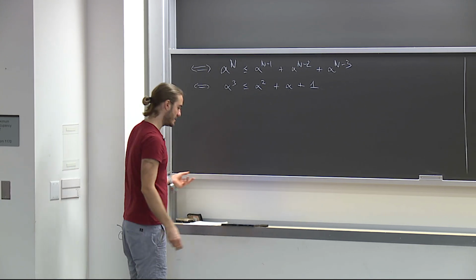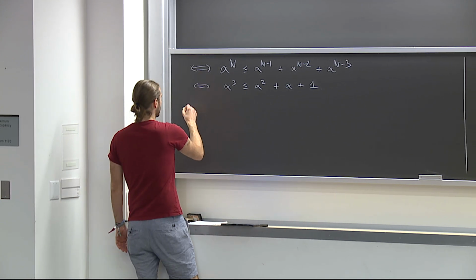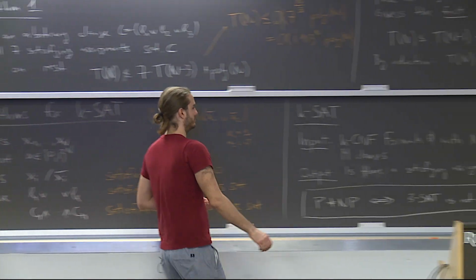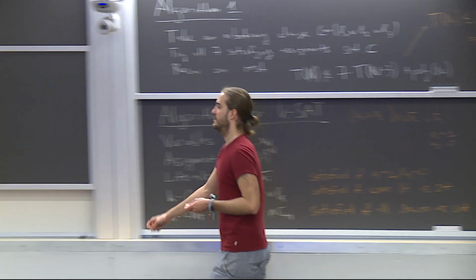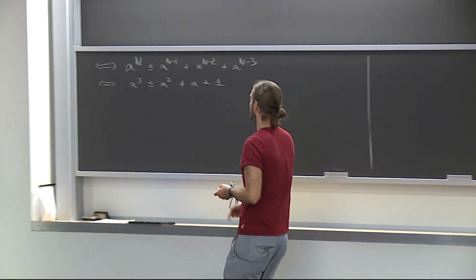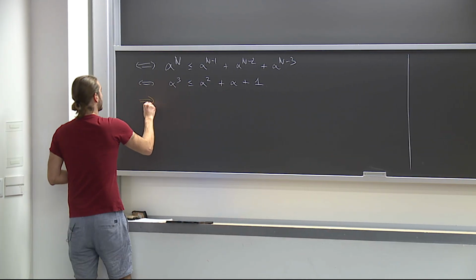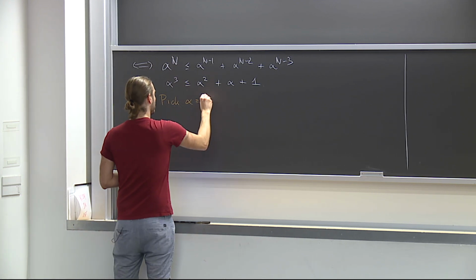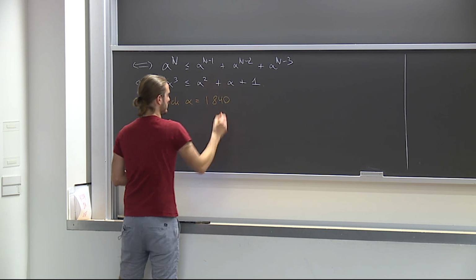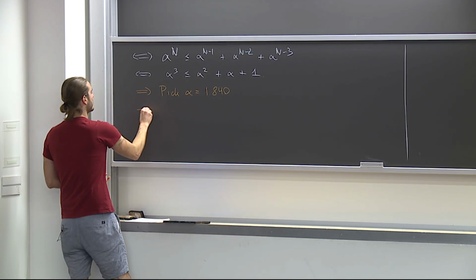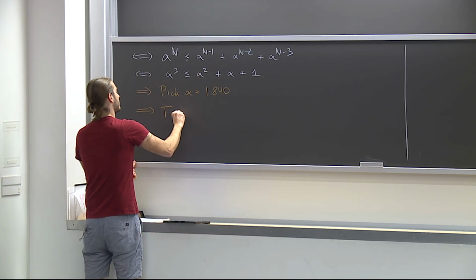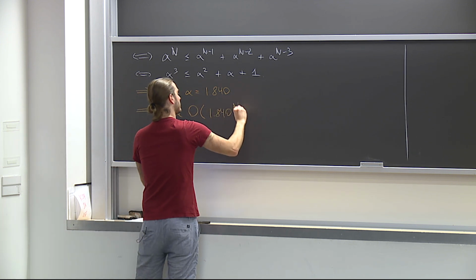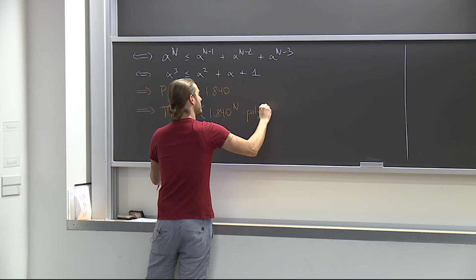Okay, and in particular, what turns out is you can choose, let me pick orange to see that this is the solution, we can pick alpha to be 1.840. So in particular, we get an algorithm with a running time of 1.840 to the n times poly n.